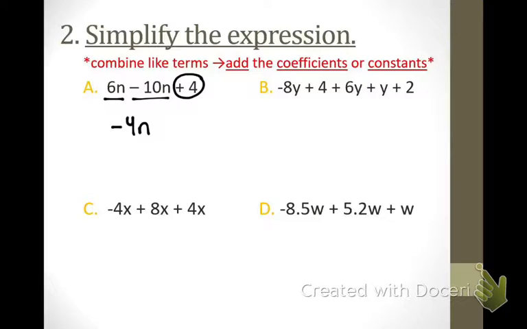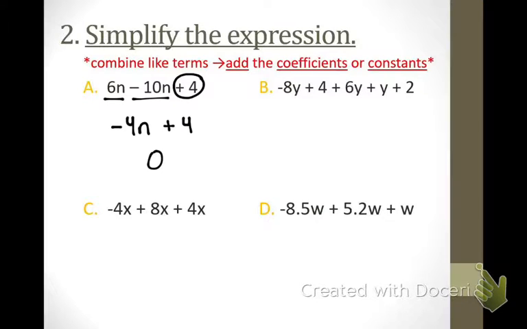4n. We subtracted. 10 minus 6 is 4, and we took the sign of the larger number, which was a negative. And now what we're going to do is pull down plus 4. I'm going to show you what a lot of people think the answer would be at this point. They think, oh, negative 4 and positive 4. The answer is 0.